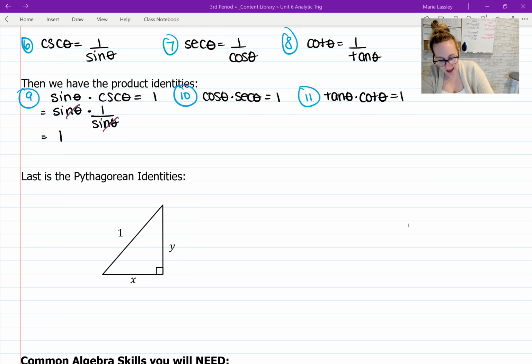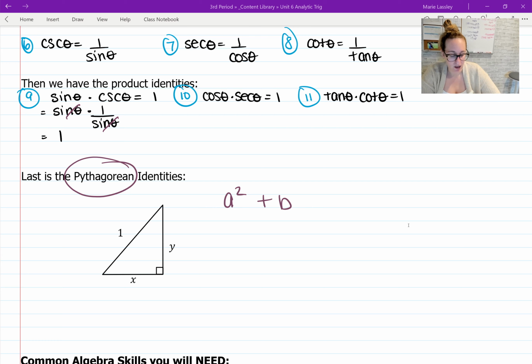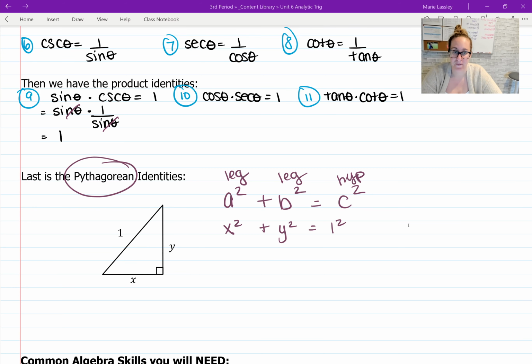Pythagorean identities are built off of the Pythagorean theorem, which is a squared plus b squared equals c squared, where a and b are the legs of our triangle, and c is our hypotenuse. So using the triangle that we have here, one of our legs is our x, so we have x squared. The other leg would be y squared equals our hypotenuse squared, which is 1 squared.